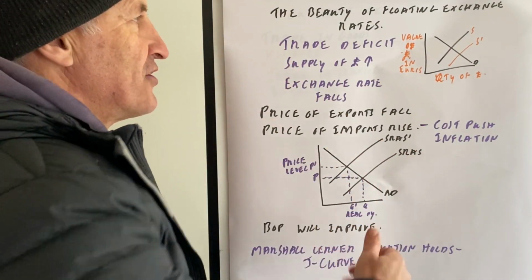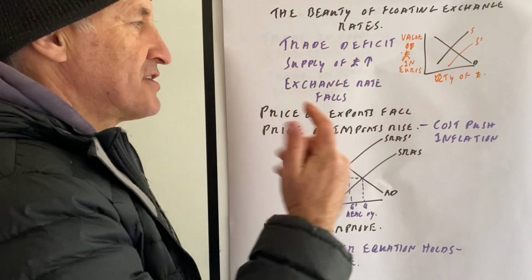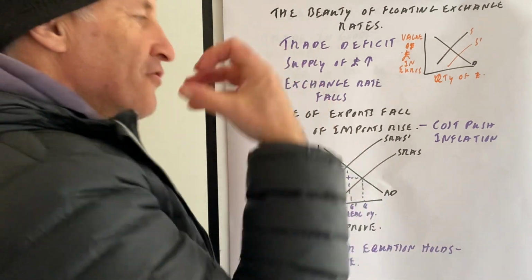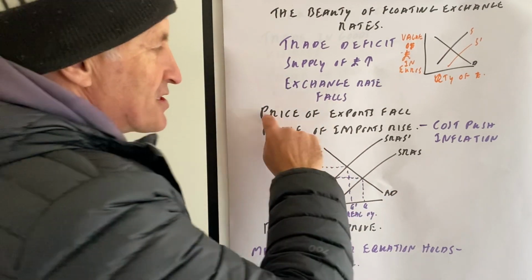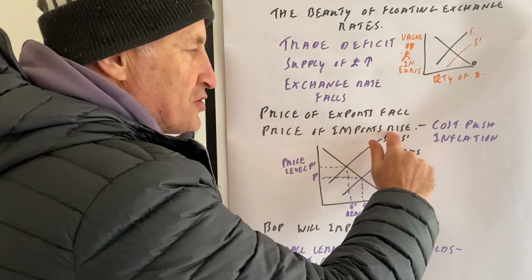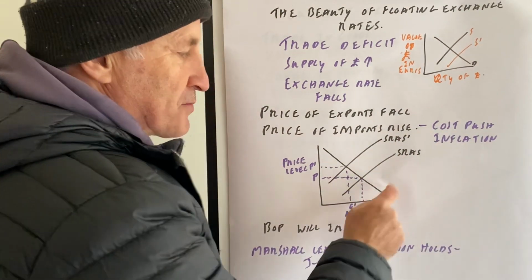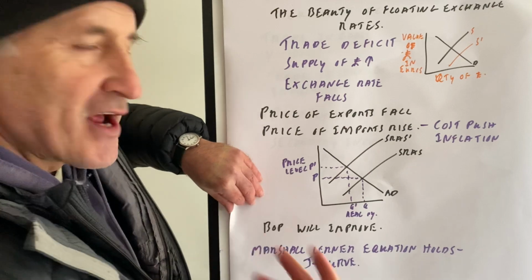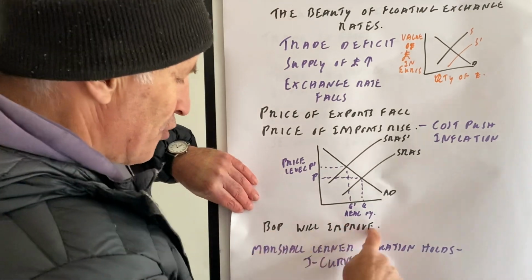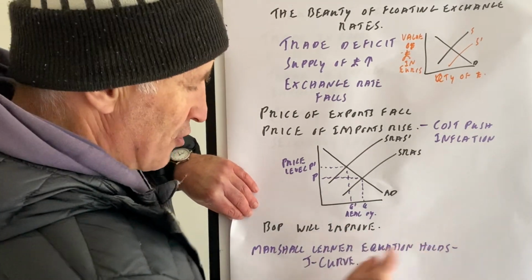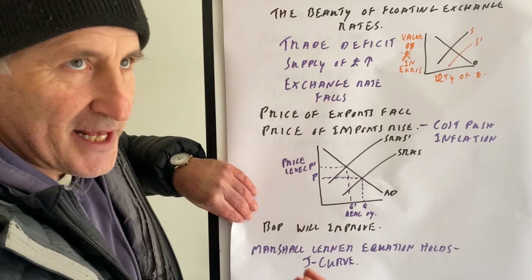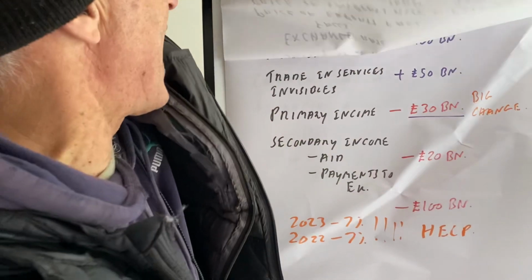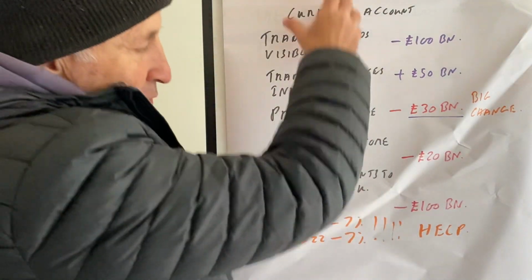And then we get onto this idea of the beauty of floating exchange rates. Because we have a trade deficit, our exchange rate will fall. Therefore the price of exports will fall, the price of imports will rise, and that creates a cost-push inflation diagram. And then in very simple terms, the balance of payments will improve as long as the Marshall-Lerner equation holds. And we've also got the J-curve effect after that. You all know that we have a trade deficit.